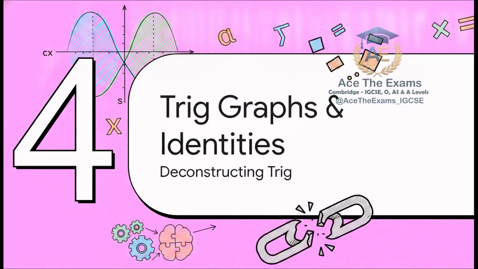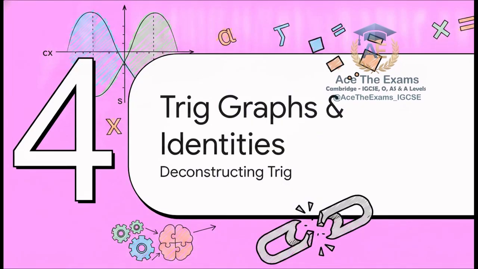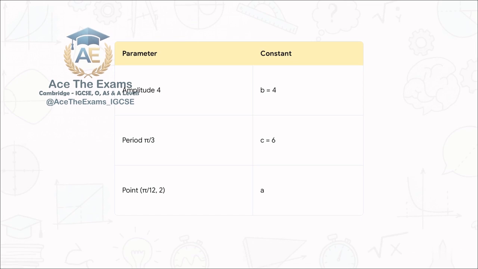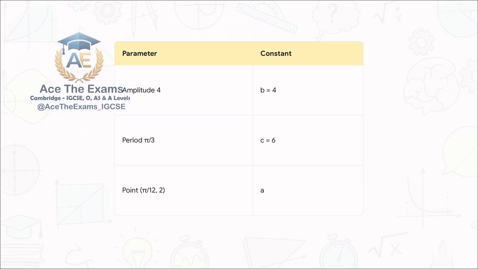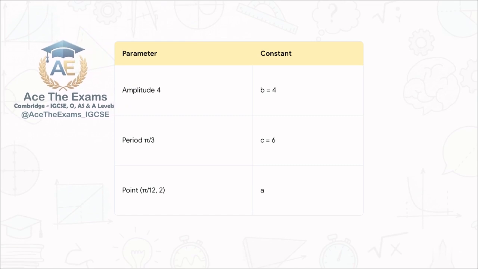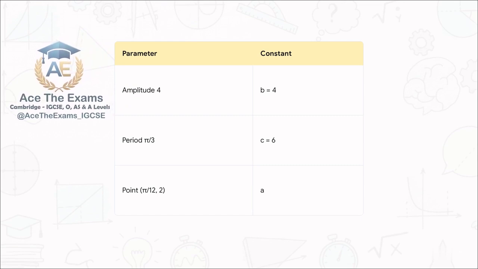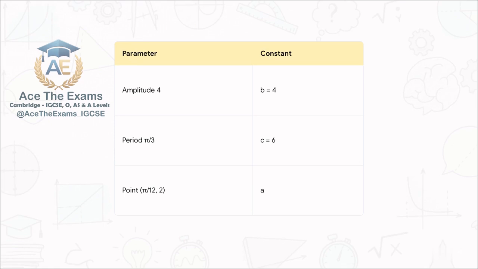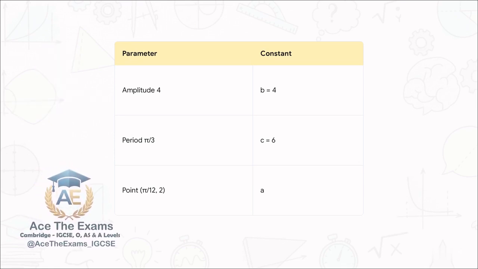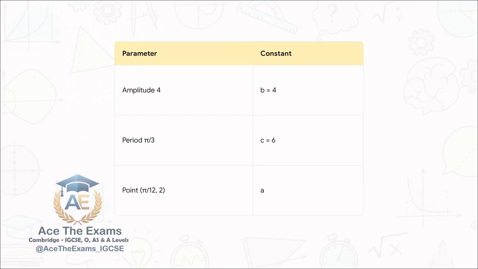Finally, we reach Section 4, Trigonometric Graphs and Identities. Time to deconstruct trig. Question 7 gives us the curve y equals a plus b times sine of cx. We are given specific descriptive parameters, and we need to map them to the constants. Creating a mental map or a quick structured table decodes this perfectly. The amplitude is 4. Well, amplitude is governed by the multiplier in front of the sine function, so b is 4. The period is pi over 3.